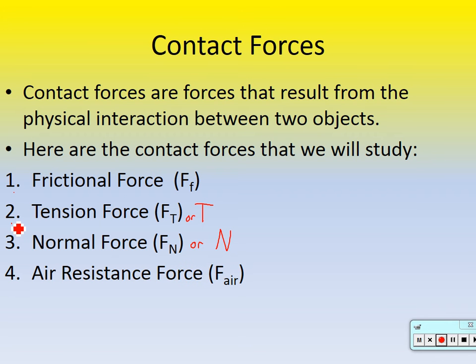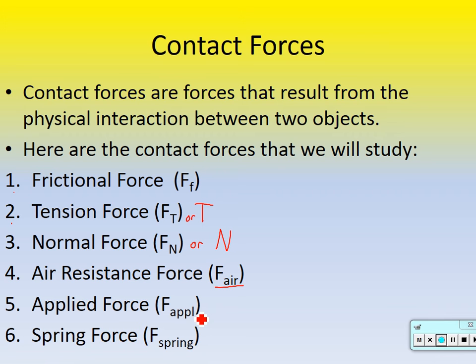Okay, number 4, air resistance. The force of air resistance is represented by capital F with subscript air written under it. And that's how I do it too. Okay, number 5 is an applied force. This is very important, you're going to see applied forces all the time. An applied force is given the symbol capital F for force and then applied, either written out or abbreviated as a subscript. And then finally, a spring force. Capital F for force and then spring written as a subscript underneath.